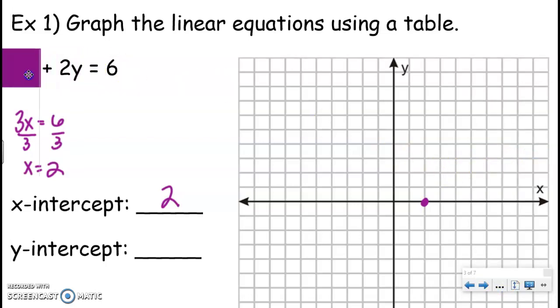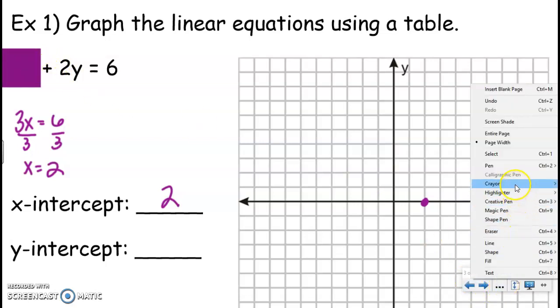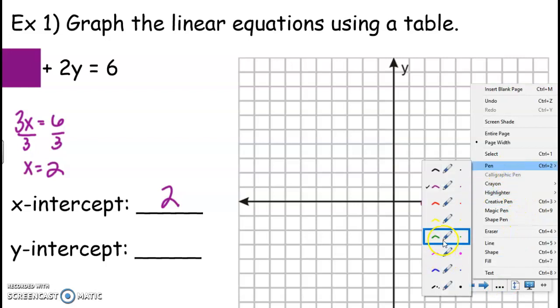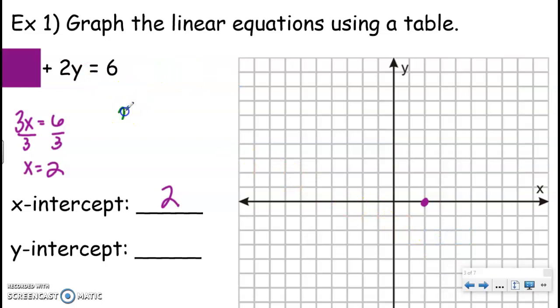To find my y-intercept, I need to cover my x. Notice I'm not covering up that sign. That's actually really important, and a lot of people tend to make mistakes with that part. So pay attention to that sign. When I cover up my x, I am left with 2y equals 6. So to solve for y, we're going to divide by 2 on both sides to get 3. So my y-intercept is 3.